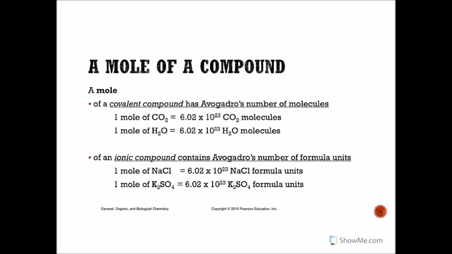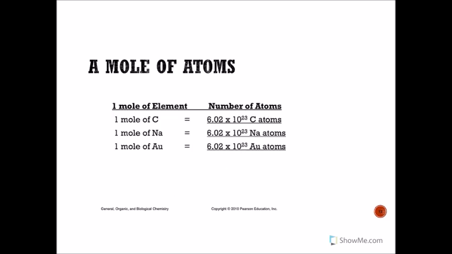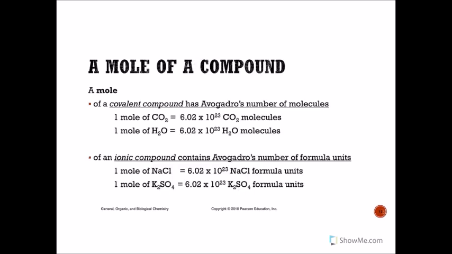And then if we have an ionic compound, we use the term formula units. We have 1 mole of sodium chloride, which is an ionic compound, so we use the term 6.02 times 10 to the 23 sodium chloride formula units, or 1 mole of potassium sulfate is equal to 6.02 times 10 to the 23 potassium sulfate formula units. So again, really important, when we have an element by itself, we use the term atoms. When we have a covalent compound, we use the term molecules, and when we have an ionic compound, we use the term formula units.